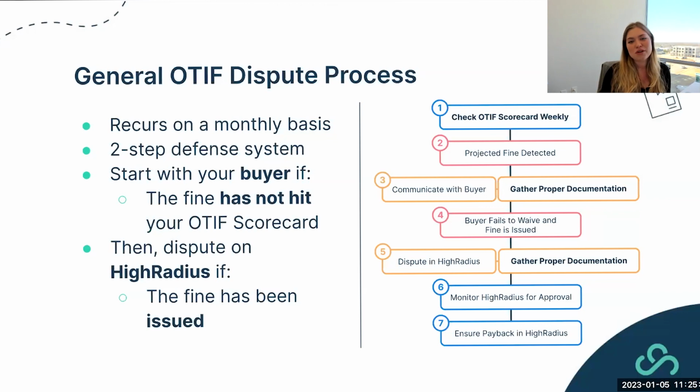So you're going to start with your buyer. Again, this is going to be before it is invoiced, before the fine has actually hit your OTIF scorecard, and you're seeing that in HighRadius. You're going to start having conversations with your buyer. Now, if you have that conversation with your buyer and they fail to waive and the fine is actually issued, then you're going to want to dispute in HighRadius after it's actually been issued, and we'll go through that.